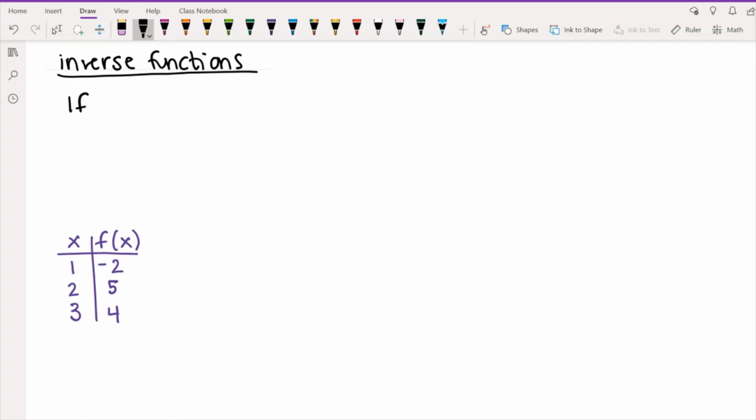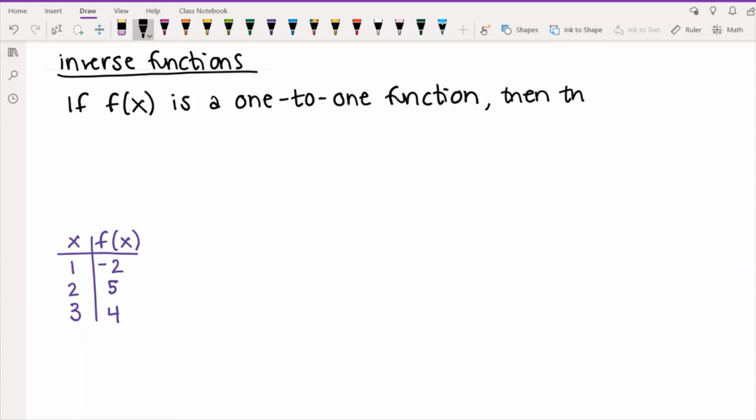So if you have a function f of x, and that function is a one-to-one function, and by the way, we'll see why I'm adding in this extra part about starting with a one-to-one function. Just bear with me while I write down the definition of an inverse function. We'll come back to this idea of being one-to-one. So if f of x is a one-to-one function, then there is another function, and the way that you denote that function is f with this little -1 exponent of x.